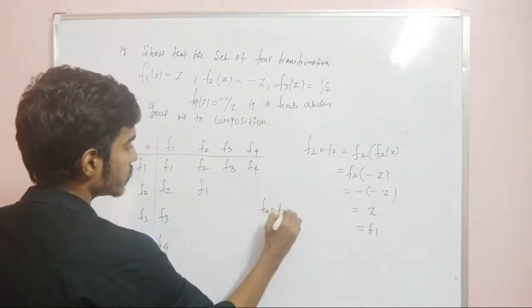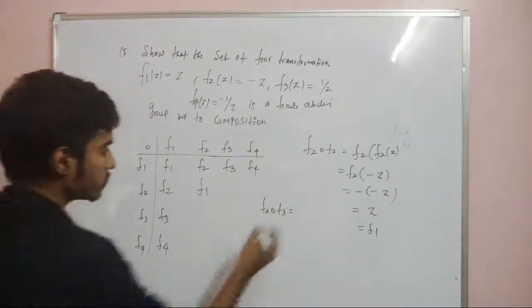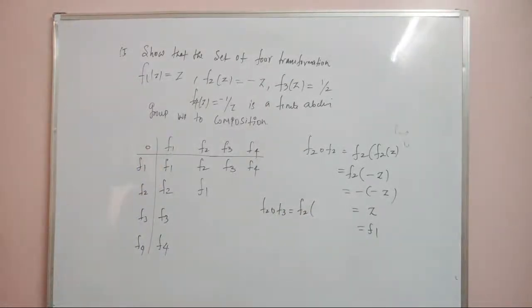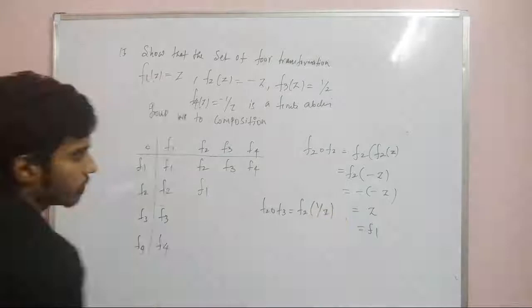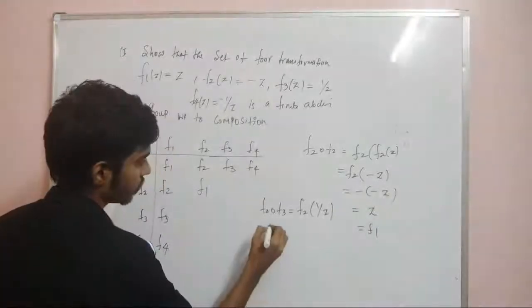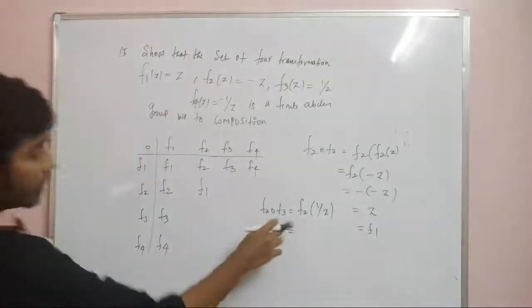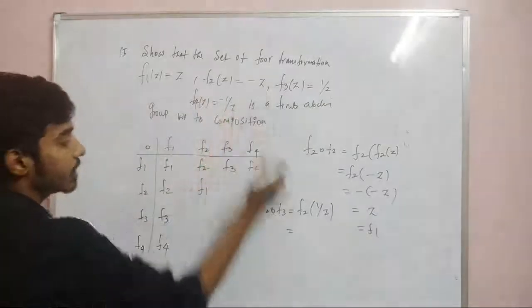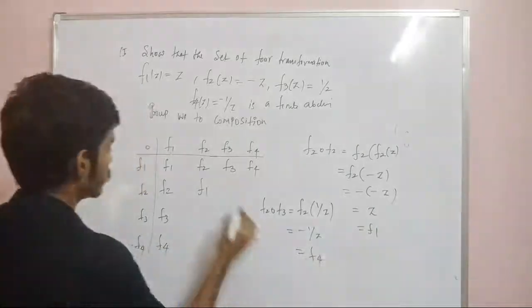So f2 composite f3 will be f2 of f3 of z. F3 of z is 1 by z. So in f2 we have to replace z by 1 by z. So what is f2 of z? It is minus z. So it will be minus 1 by z, which is f4.